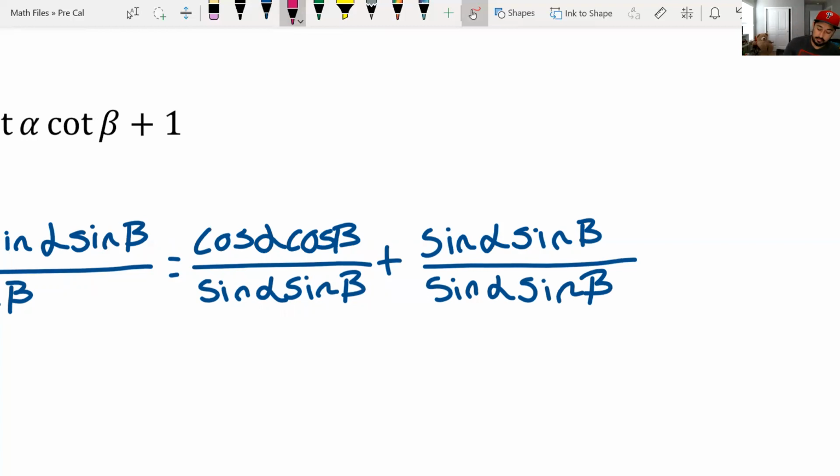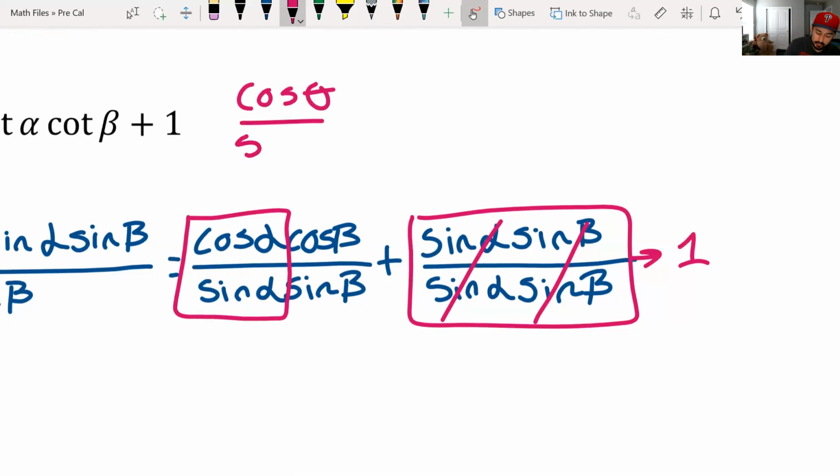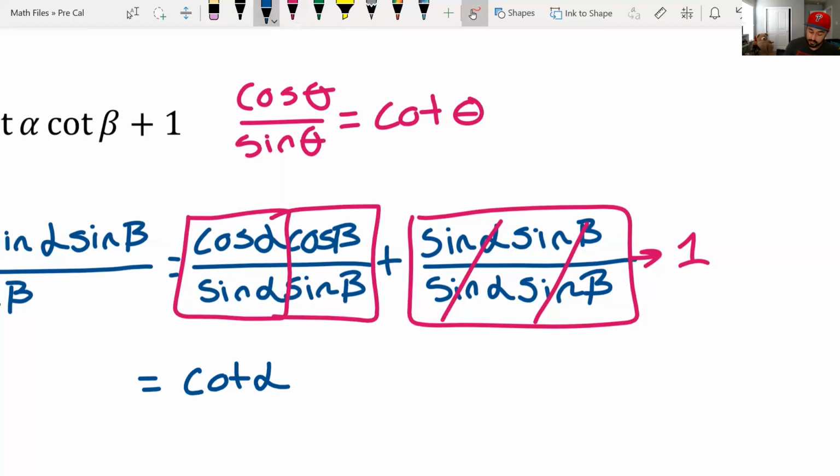Well, one thing we notice is that all of this over itself will cancel, right? Sine alpha over sine alpha is gone. Sine beta over sine beta is gone. So this whole thing just becomes 1. So we have the first piece of the right side. Okay, but then what else we notice is that, well, cosine alpha over sine alpha. Remember that cosine theta over sine theta is the same as cotangent theta. So this will become cotangent alpha, and the same can be said right here. That will become cotangent beta plus 1.